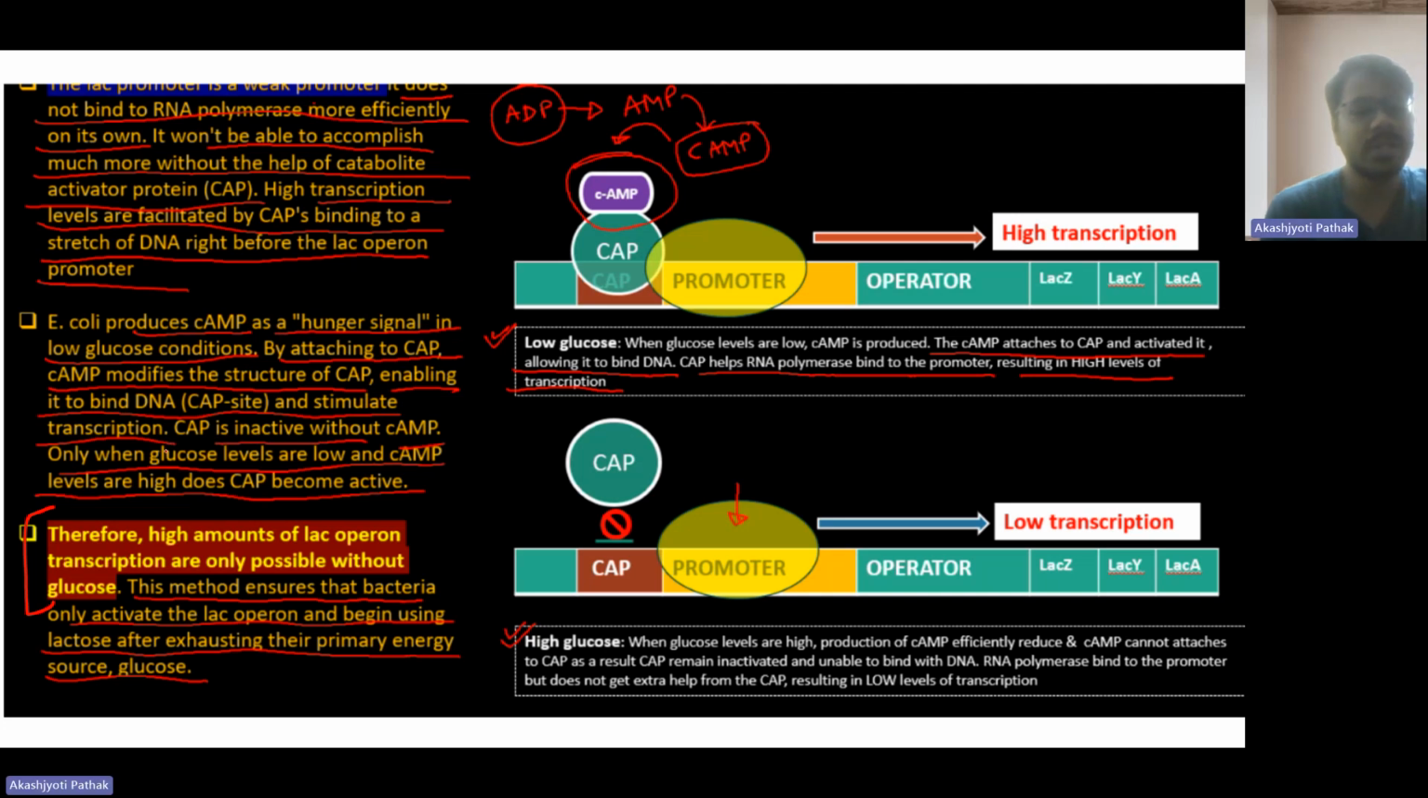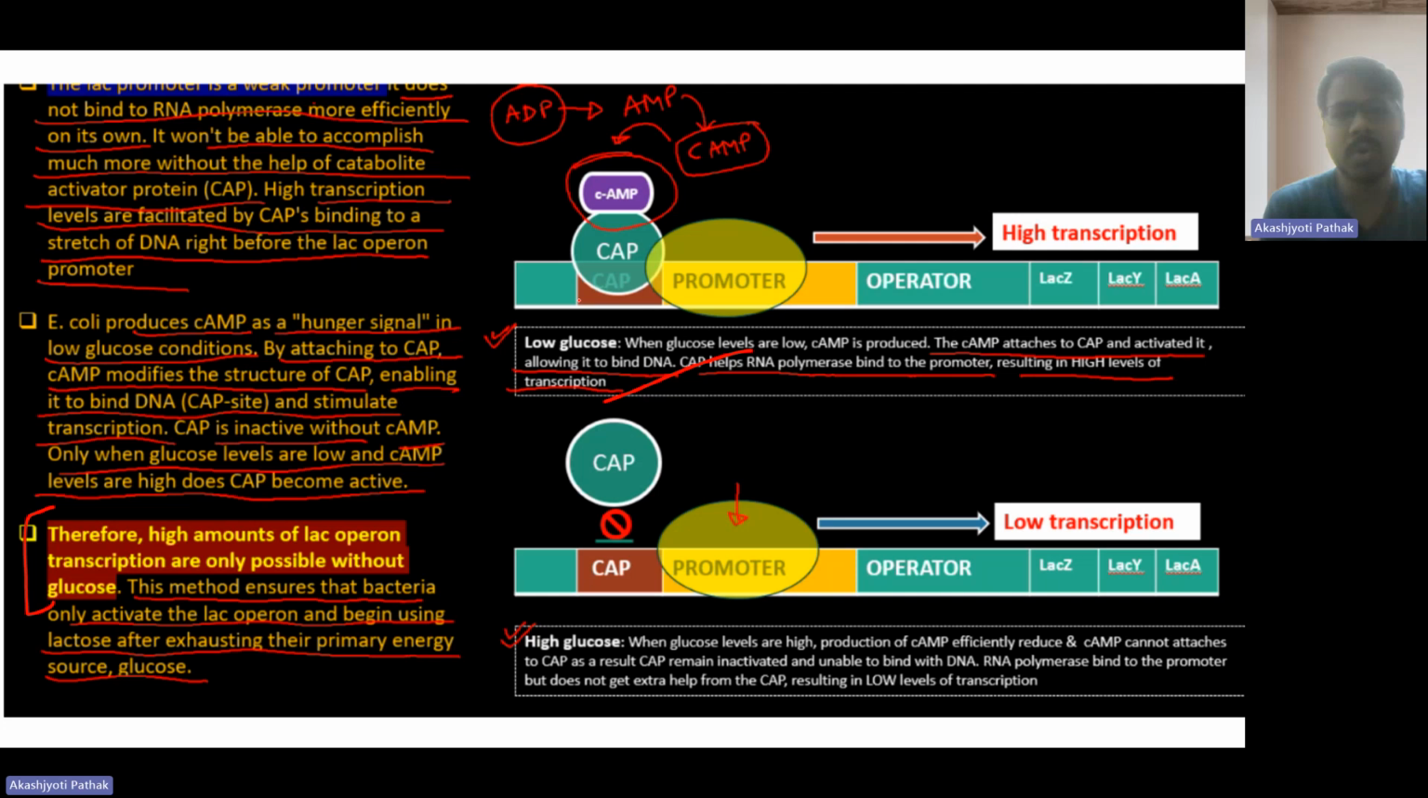This method ensures that bacteria only activate the lac operon and begin using lactose after exhausting their primary energy source. So this is called catabolite repression. You can see in this figure, low glucose levels mean there will be high cyclic AMP levels, and once there is high cyclic AMP, it will bind to the catabolite activator protein. Then this catabolite activator protein becomes active and can bind to the CAP binding site and enhance the activity of the RNA polymerase, resulting in high levels of transcription.